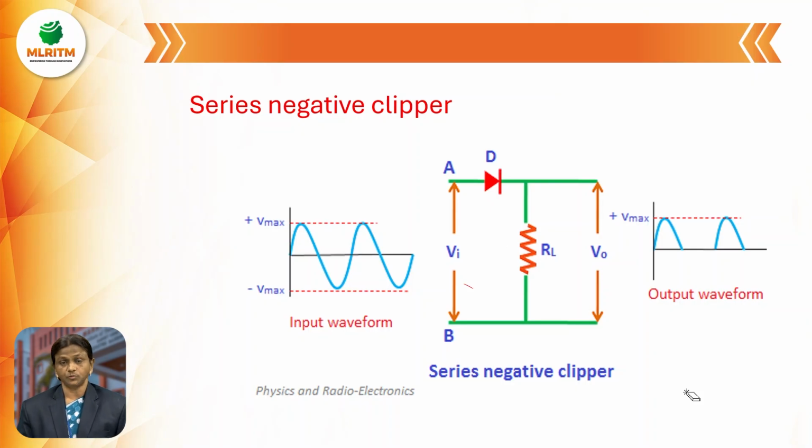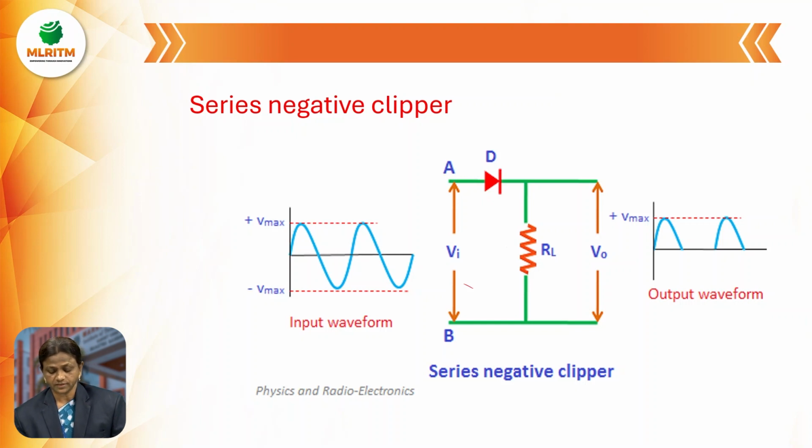Next one, series negative clipper. Series negative clipper means, in this circuit, the negative portion must be cut off at the output side. Input is nothing but an AC signal. This is the positive half cycle, this is the negative half cycle. Series negative clipper means the negative half cycle must be cut off at the output side. So how must this negative half cycle be cut off at the output side? By using this circuit.